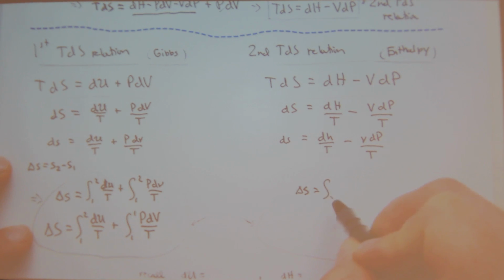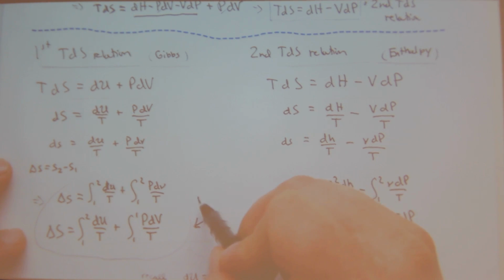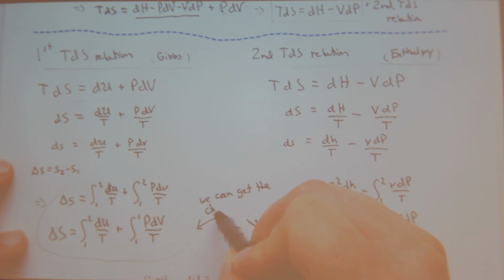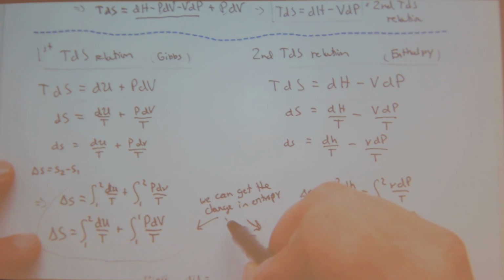Same thing I can do here. Delta S is equal to the integral from 1 to 2 of dH over T minus the integral from 1 to 2 of V dP over T. So both of these are basically just ways we can get the change in entropy by integration.